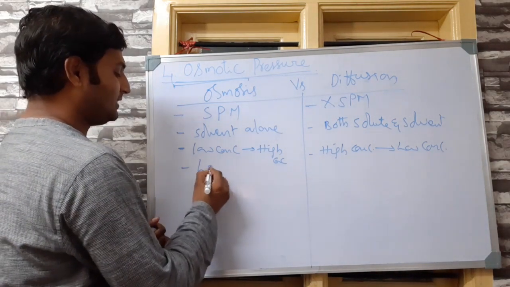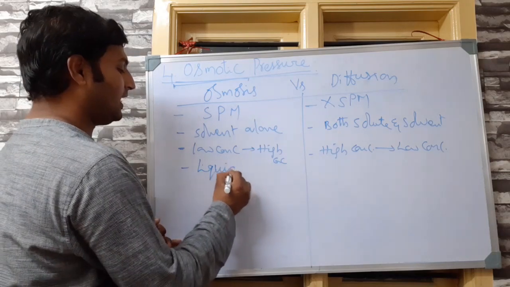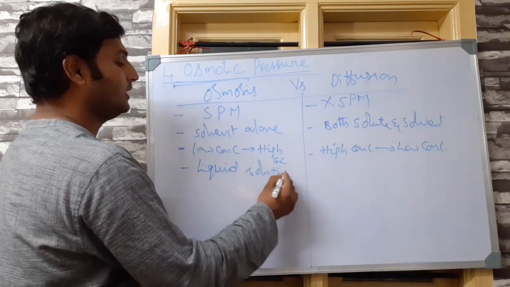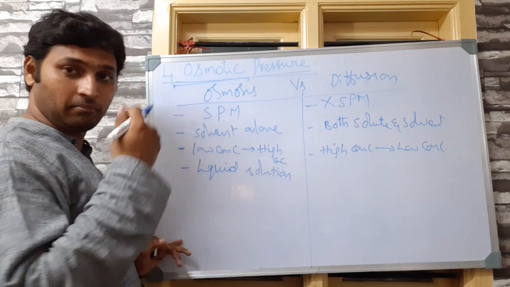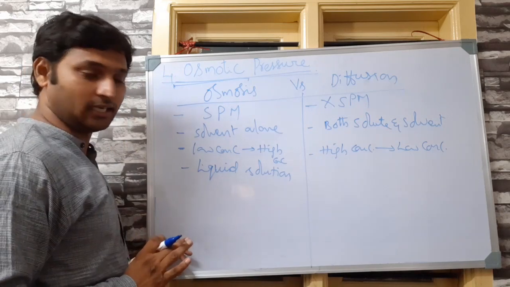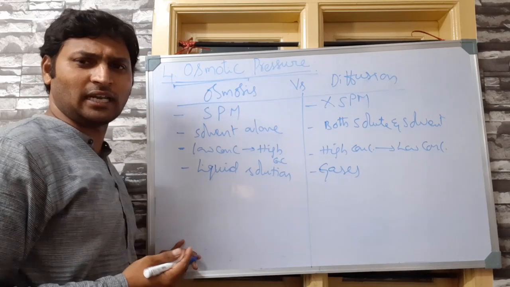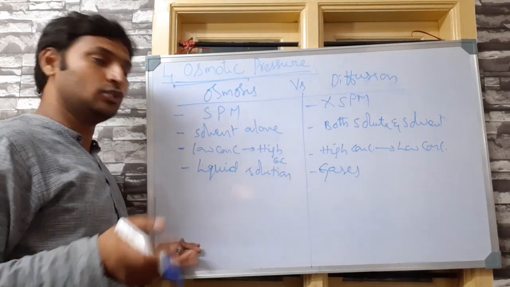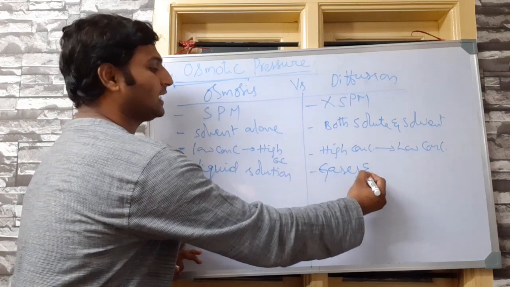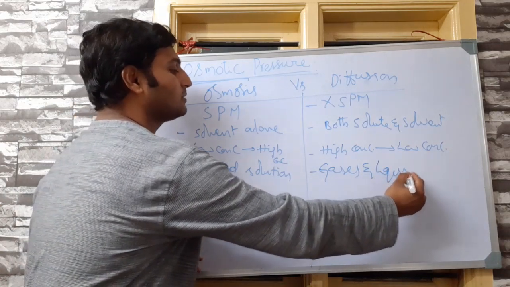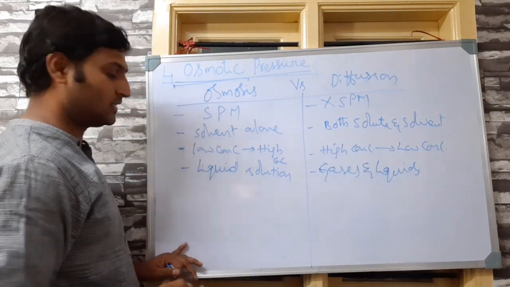Osmosis is restricted to only liquid solutions, meaning liquid flowing from lower concentration to higher concentration. Whereas just now I was mentioning, even gases diffuse, and gases diffuse extensively. So diffusion is for both gases and liquids, whereas osmosis is for only liquids.